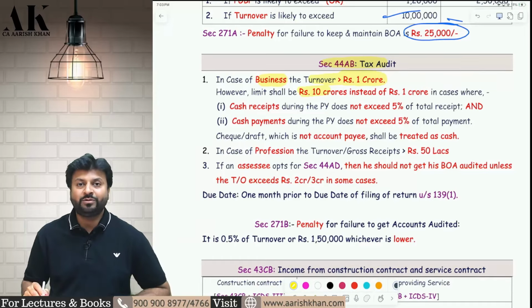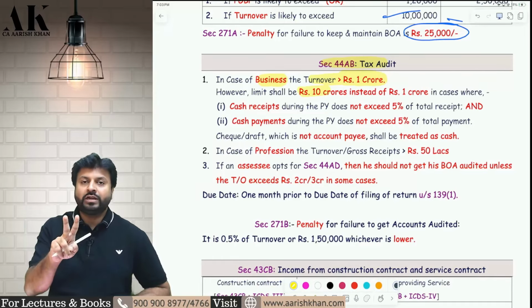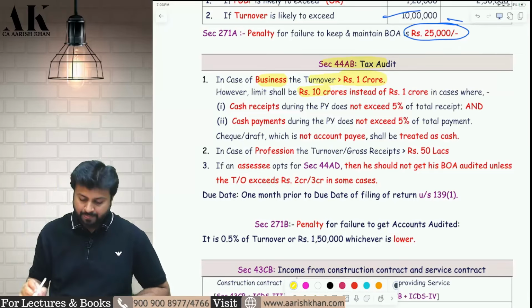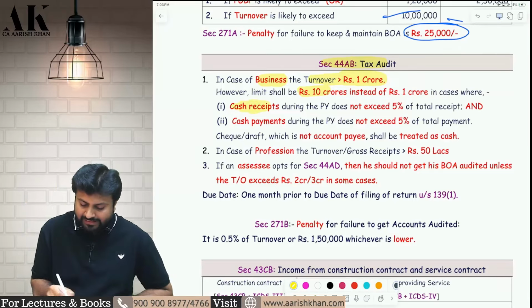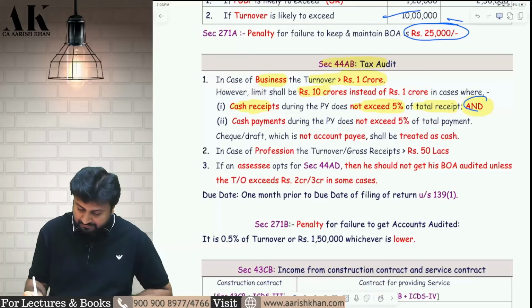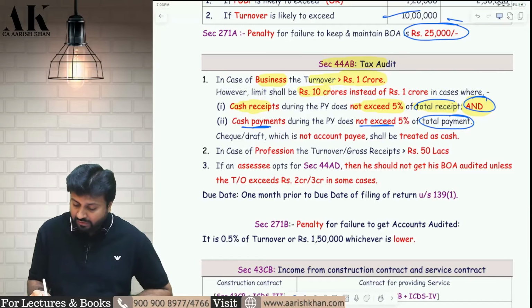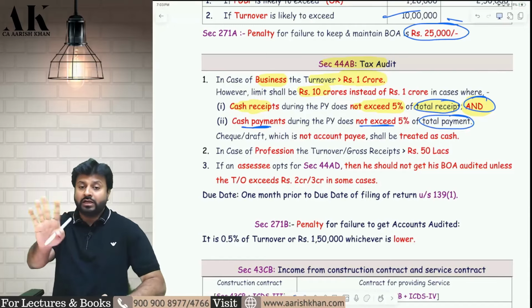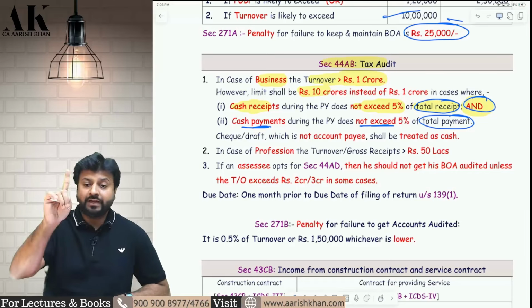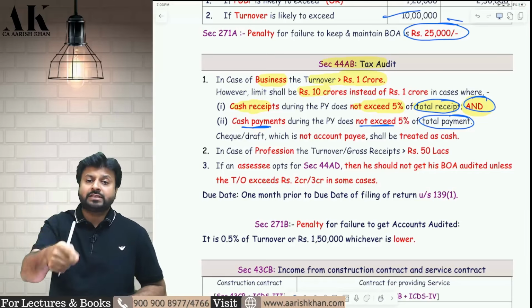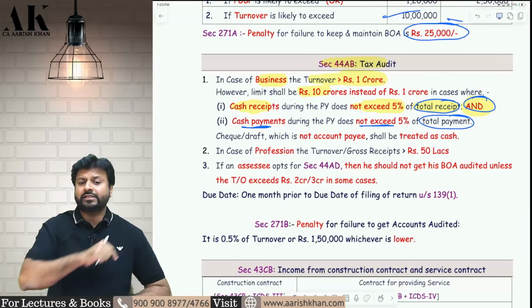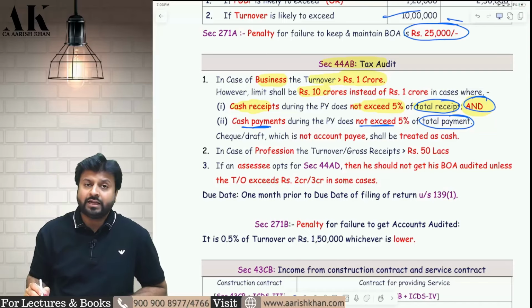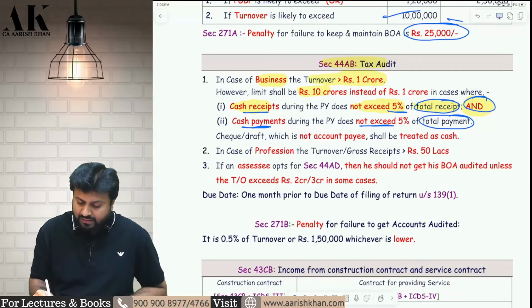Who are those lucky people? Who are those fortunate people? If they fulfill two conditions, then up to 10 crore, no need to do any audit. Who are those people? If your cash receipt is up to 5% of total receipt, and both the conditions have to be fulfilled, and if your cash payment is up to 5% of total payment. Now when I say total receipt, it will include everything, not turnover. This is not 5% of turnover. This is 5% of total receipt. Suppose you sell some fixed asset and receive that money, that is also total receipt. Be very careful with this. Cash receipt up to 5% of total receipt and cash payment also up to 5% of total payment.